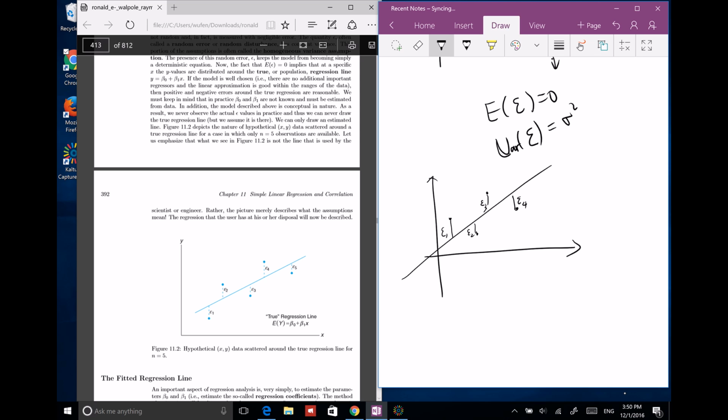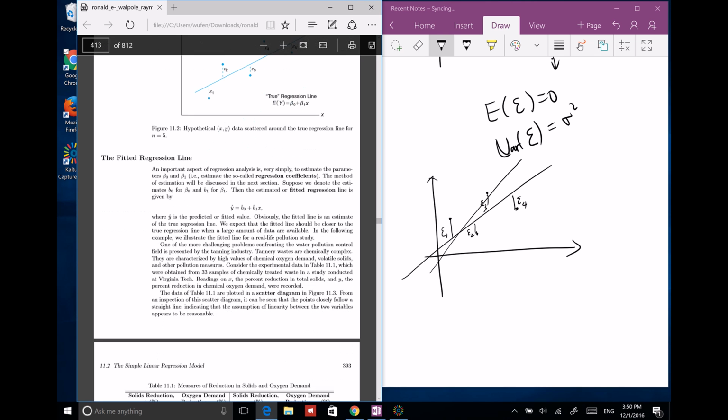You add all of this together, hopefully you have the error equals zero. The expectation value of this random error is zero. Because you have different fitting lines, you have different errors, right? So we want to minimize this error, get the best fit.